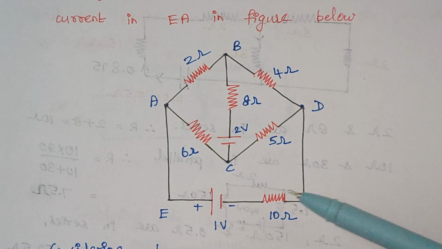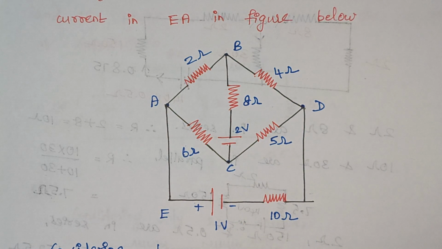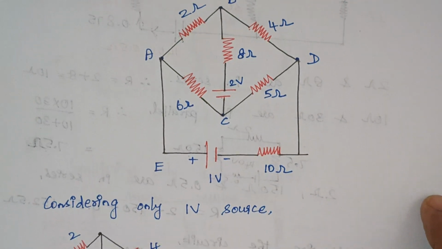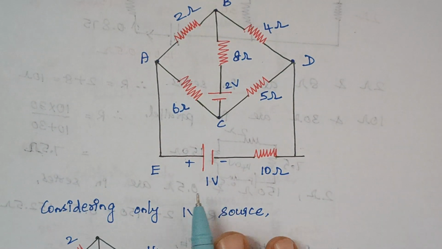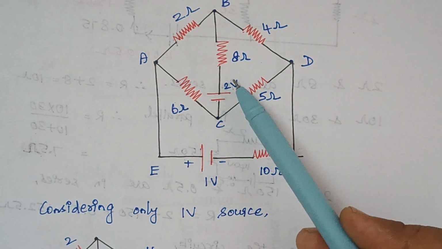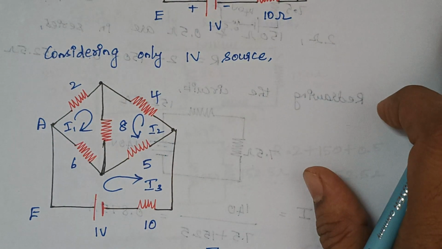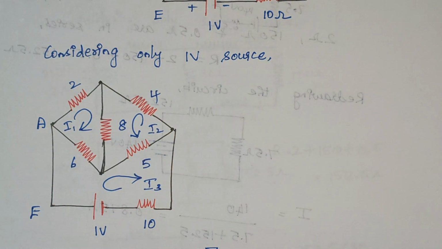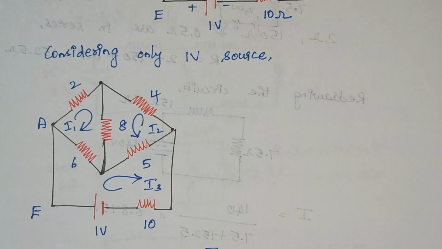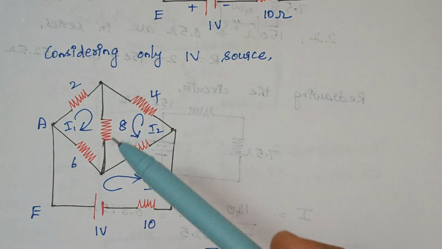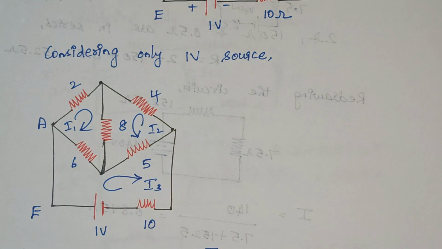Again, this circuit has two voltage sources. We have to consider only one voltage source at a time, so we have to remove the other voltage source. When you draw it, our circuit diagram will be like this. Here we are going to use the matrix method to solve this problem. We can use any method, but since we have a bridge circuit, it will be more convenient to go with the matrix method.